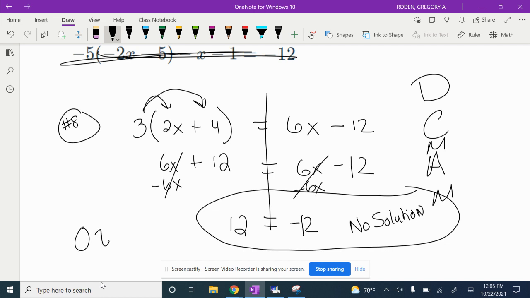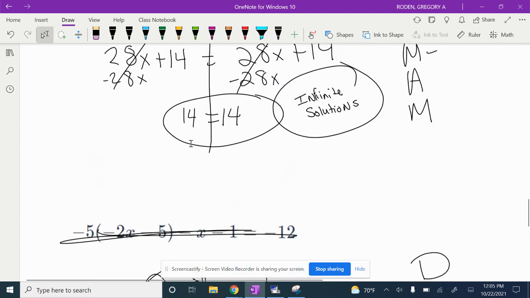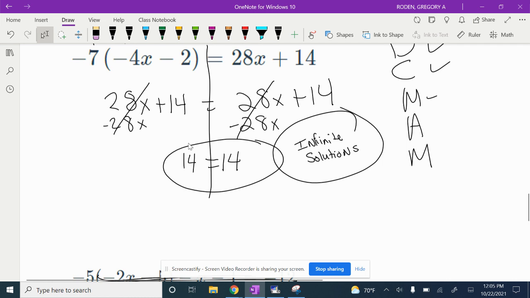It has 0 solutions. It doesn't say the solution is 0. It has 0 solutions. I think that's how Delta Math will say, how many solutions does this have? 0 solutions. It doesn't have any solutions. It's not solvable. So what can happen on here? This one, you can have 0 solutions because at the very end, you get a statement that's never true. 12 is never equal to negative 12. So this would be 0 solutions. Up here, we get a statement that canceled out, but it's always true because 14 is always equal to 14. So this would be infinite solutions.